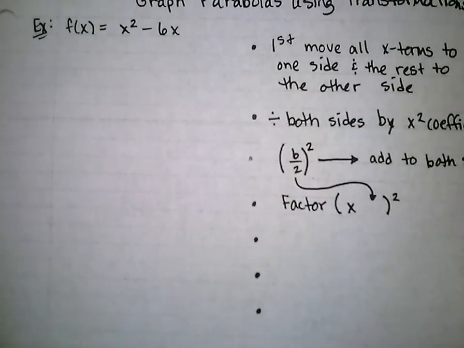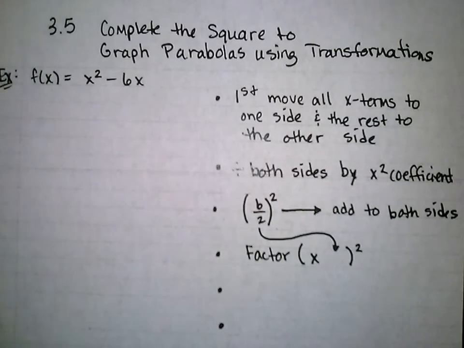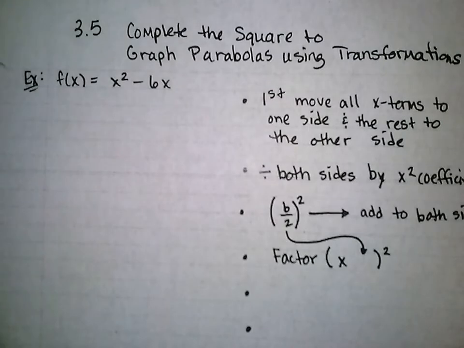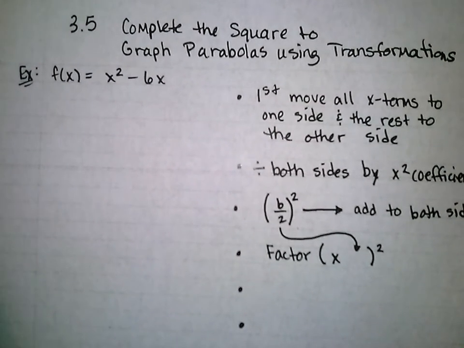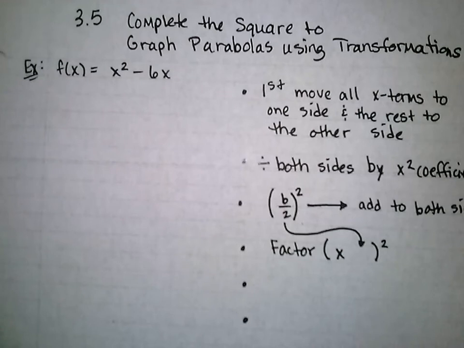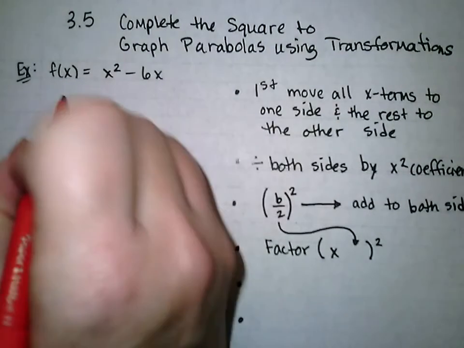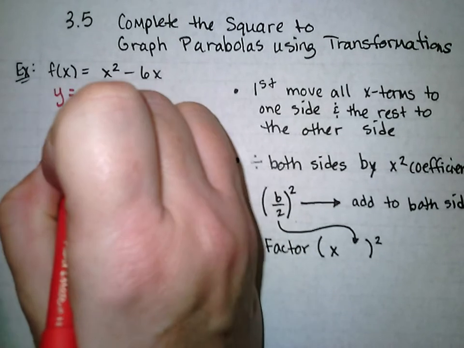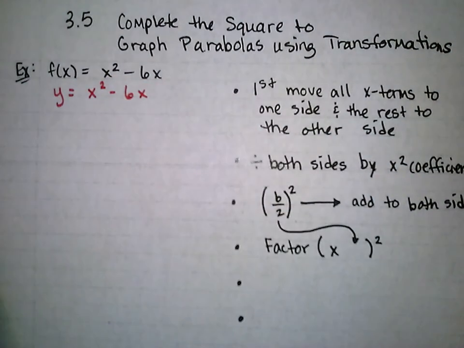Okay, one last task we need to do, and that is completing the square so that we can graph parabolas using transformations. So I'm going to color code these steps. I know that's a shocker, but here we go. First of all, I'm going to change this to y equals x squared minus 6x, like that. We're going to do 2 examples here.